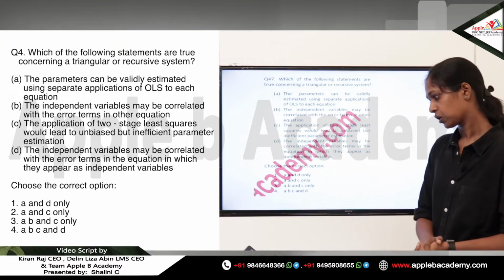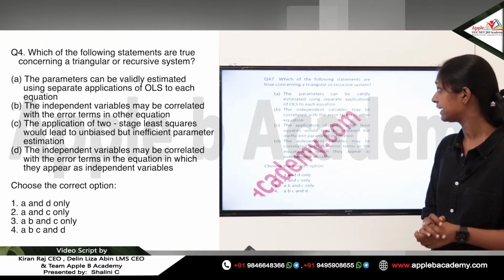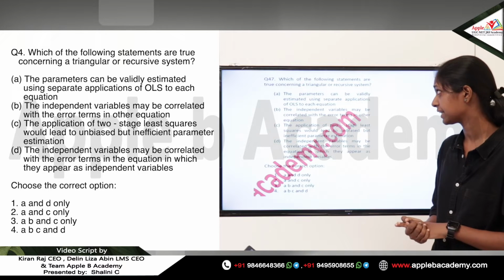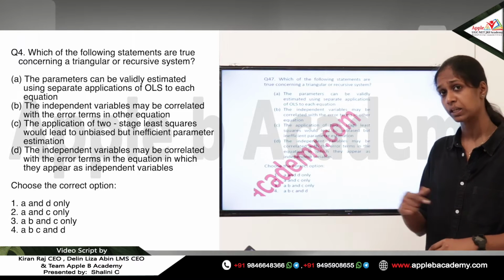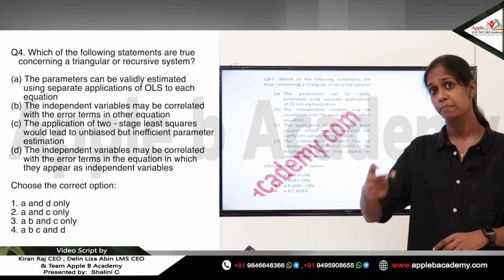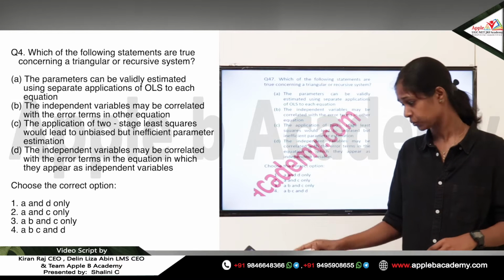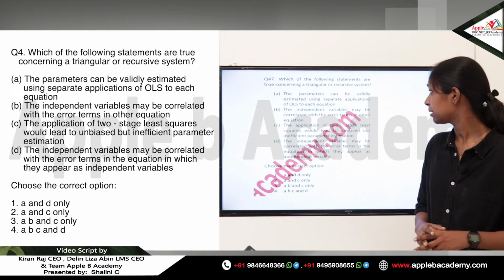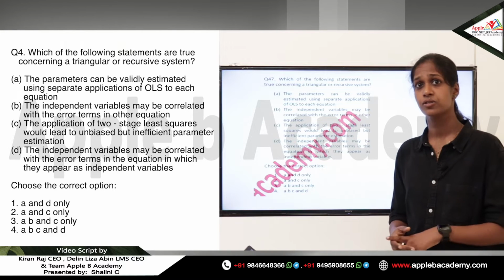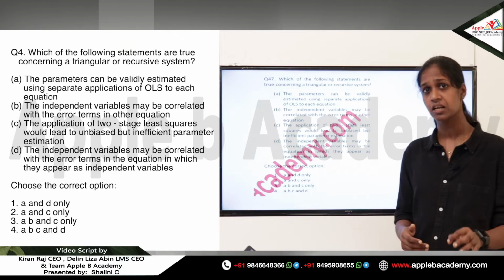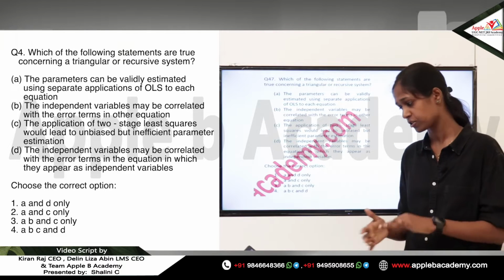So the question says, option A, the parameters can be validly estimated using separate applications of OLS to each equation. We just saw that we can do that. So to each equation you can apply a separate OLS, and then you can estimate the equation. So that is absolutely true. Secondly, the independent variables may be correlated with the error terms in other equation. That is also true. The independent variables in the equation could be correlated with the error terms in the equation. So option A and B is true.